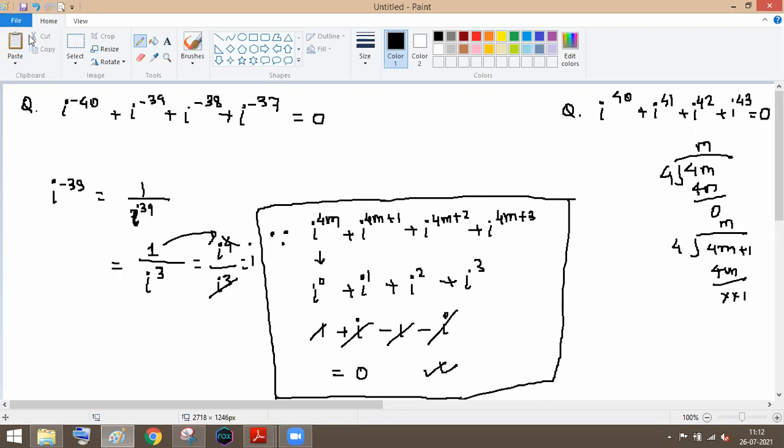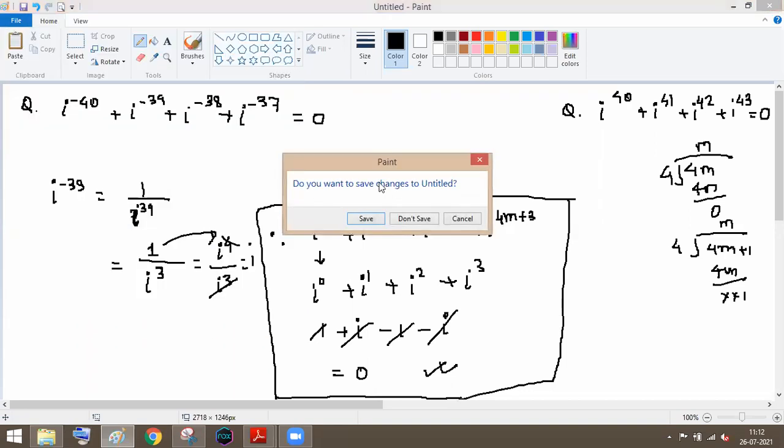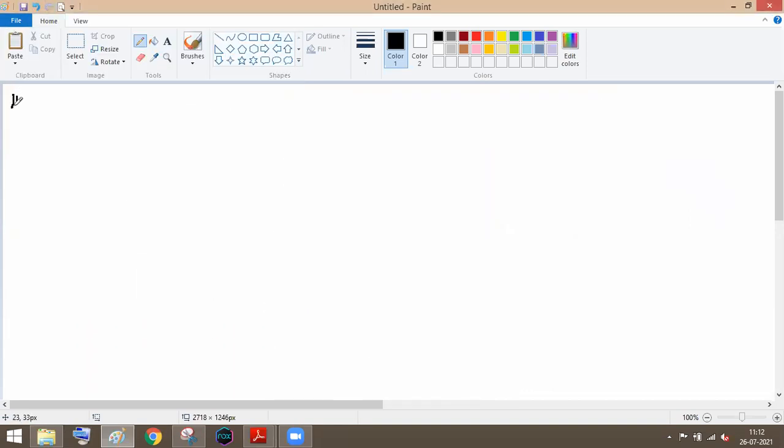Okay. Clear? Now we will move to the next concept of complex numbers, that is called the form or representation of complex number.